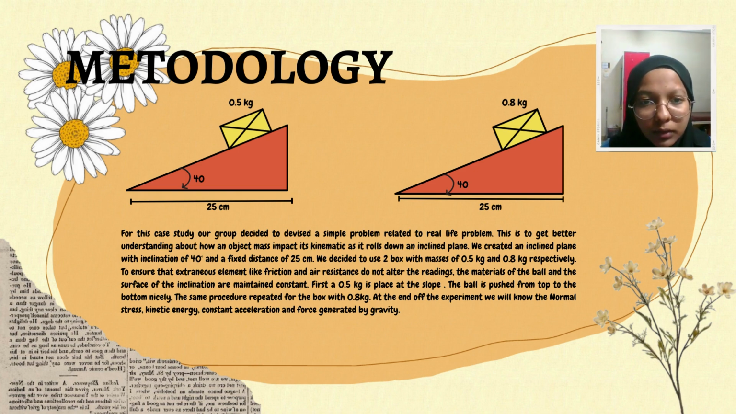The materials of the ball and the box of the incline are mainly constant. First, the 0.5 kg box is placed at the slope. The box is pushed from the top to the bottom nicely. The same procedure is repeated for the 0.8 kg box. At the end of the experiment, we will know the normal force, kinetic energy, constant acceleration, and force generated by gravity.